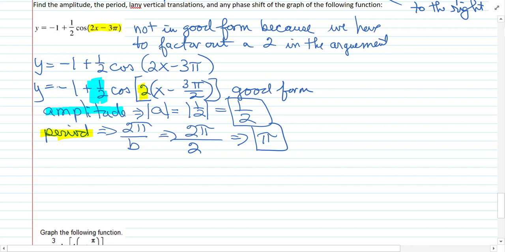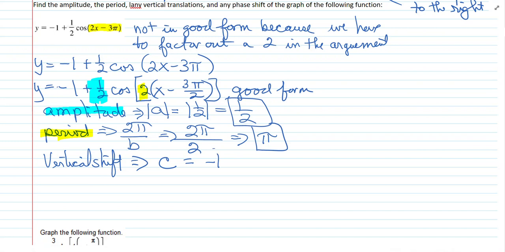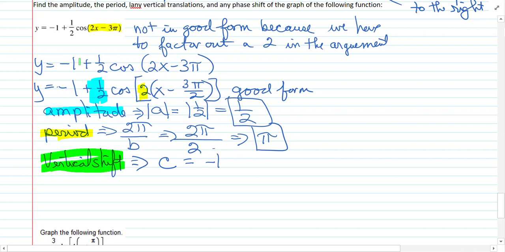All right, then I'm going to look at vertical. And that is the value of c. And c equals negative 1. So c is a negative 1. And it stays the negative because we know it drops.